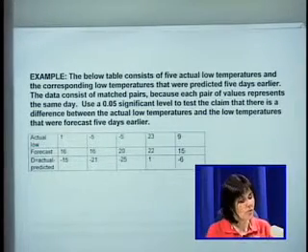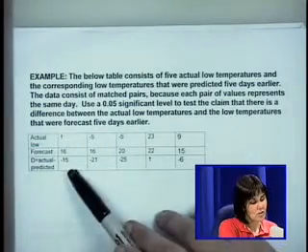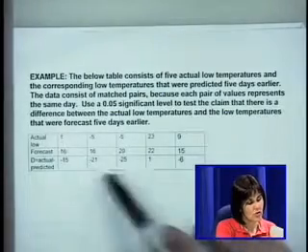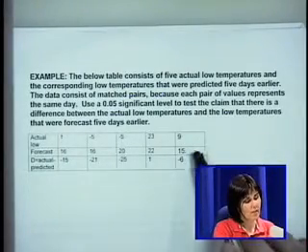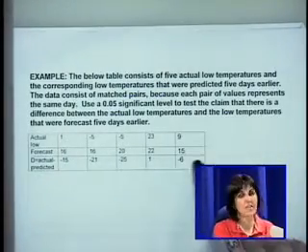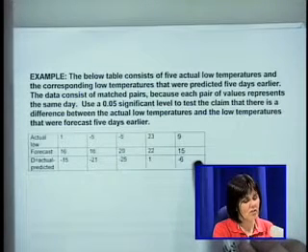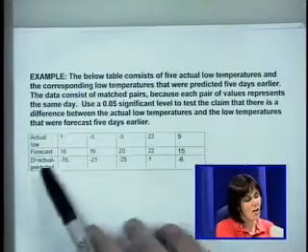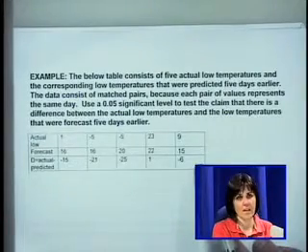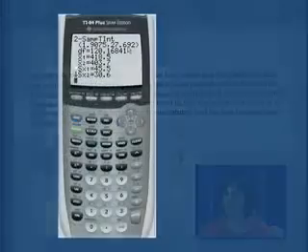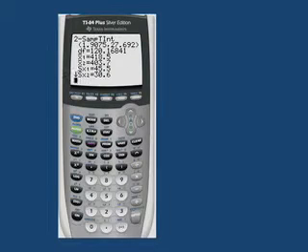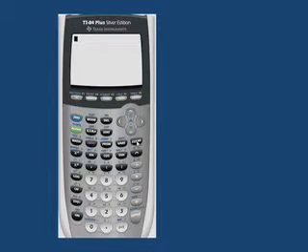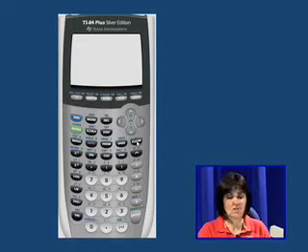So if you were to do this by hand, you need to enter the actual, you need to enter the forecast, and then calculate the D. You can't let your calculator do that. And then you have to do the t-test on the differences. So let's do that in the calculator. I'm going to show you how you enter the data and actually use the data instead of the statistics to do the problem.